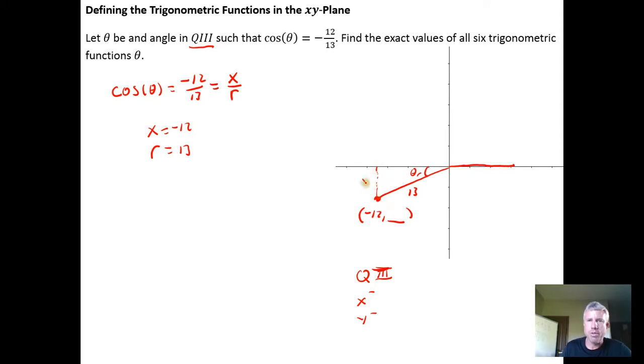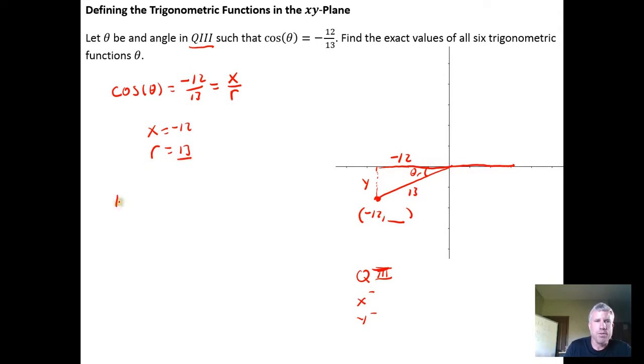The y-coordinate is going to give us the signed height of the right triangle associated with the reference angle. I know the width of this right triangle is the x-coordinate. The x number gives us the width, so the signed width is negative 12. So to find out what y is, we just use the Pythagorean theorem.